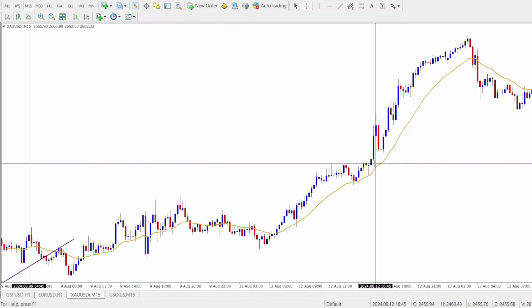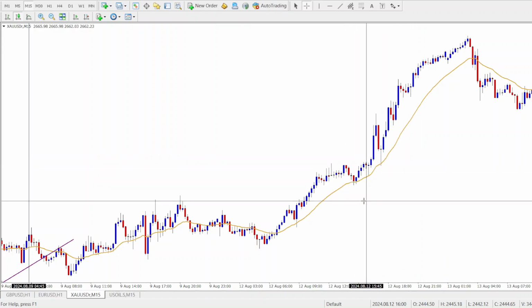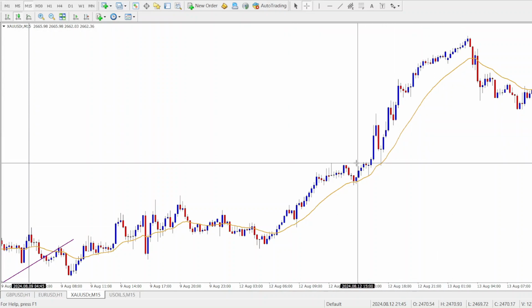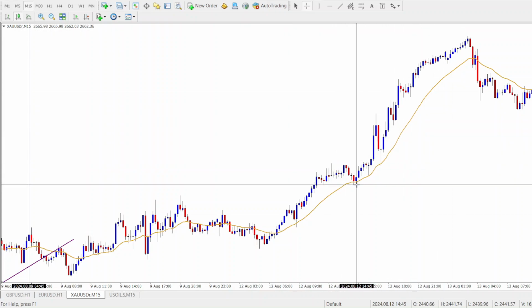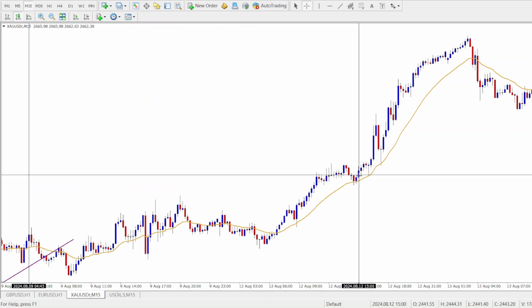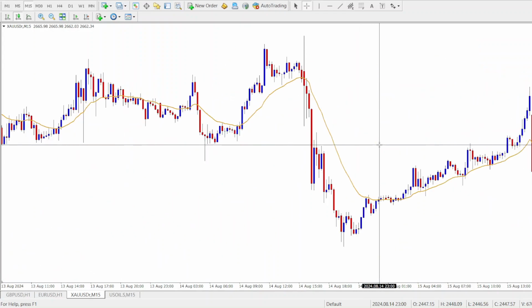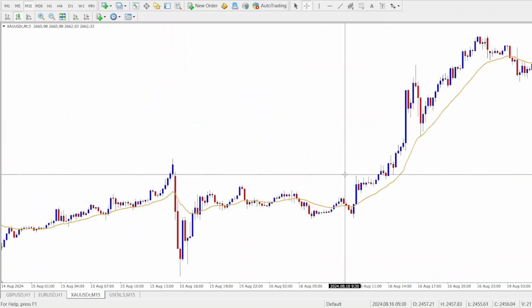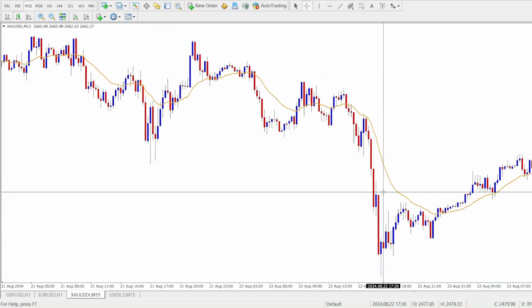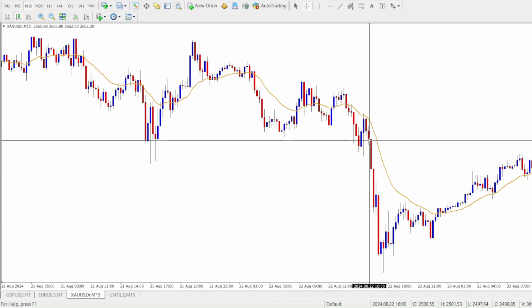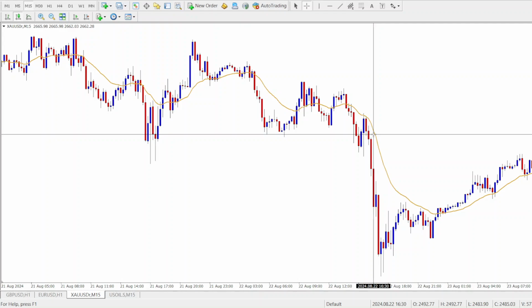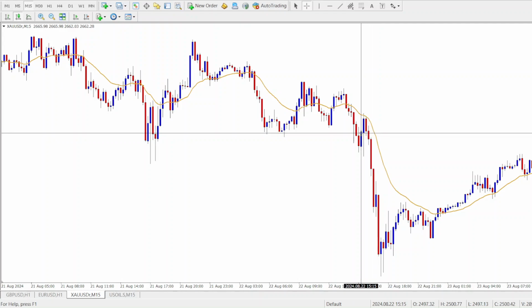Okay, so now if you are trying to catch pullbacks, basically in a bullish trend, for example, when the price retraces downwards and bounces off the EMA, it is a good opportunity to buy. On the other hand, in a bearish trend, when the price pulls back upwards and bounces off the EMA, it is an opportunity to sell.